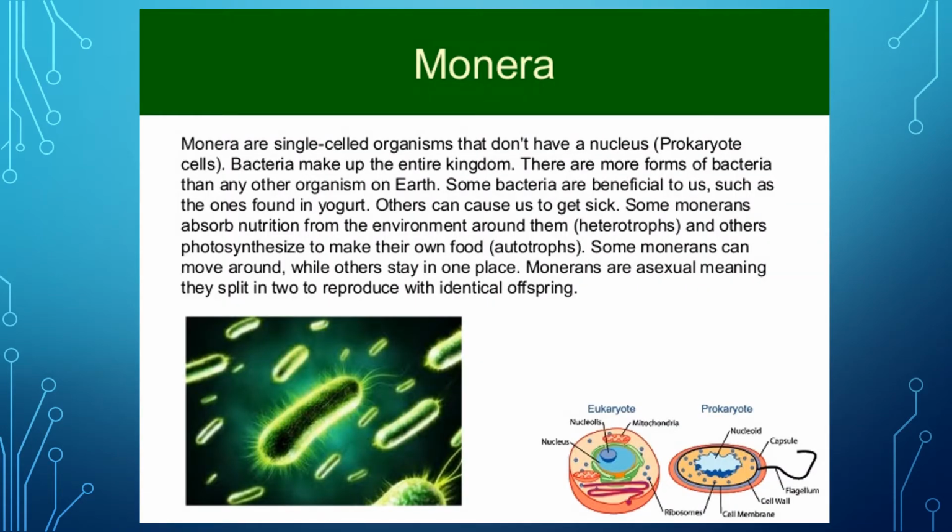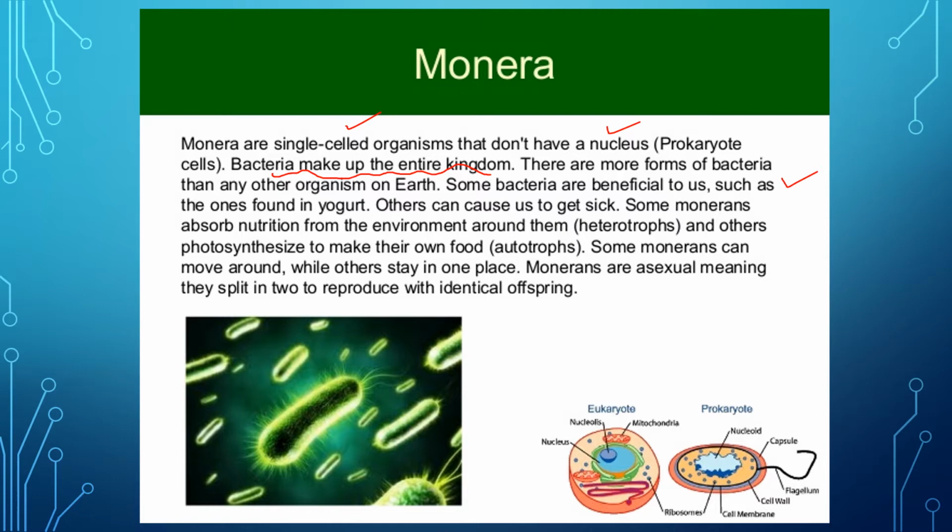Next, let's see the proper features of Monera. They are unicellular organisms, or you can say they are single-celled organisms. They don't have a proper nucleus. Bacteria constitute the major part of the kingdom. Bacteria is an example, the main member of the kingdom Monera. There are various forms of bacteria existing on this earth. Some bacteria are beneficial to us, some are harmful to us.